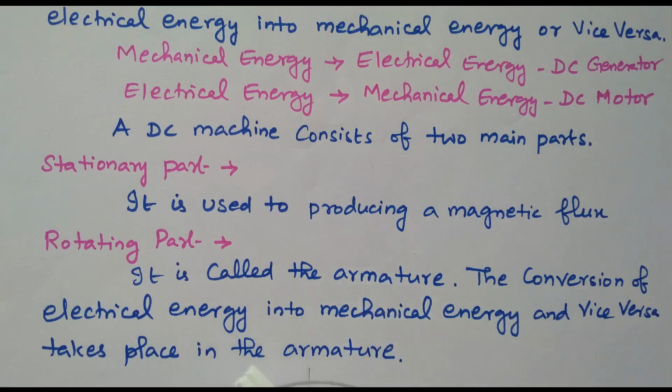The conversion of electrical energy to mechanical energy or mechanical energy to electrical energy takes place in the armature. We have the detailed diagram available, so we can easily understand. Mainly we have the stationary part, that is the coil, which produces the magnetic flux, and the rotating part called the armature, where the conversion takes place. Now we'll go to the detailed diagram.